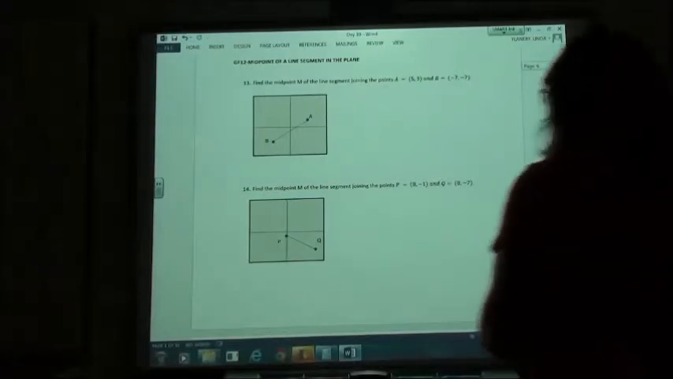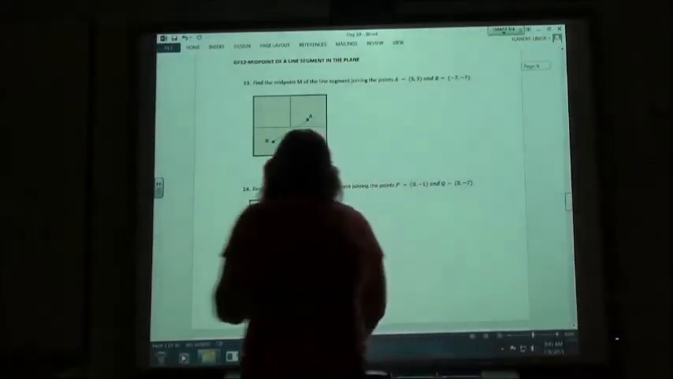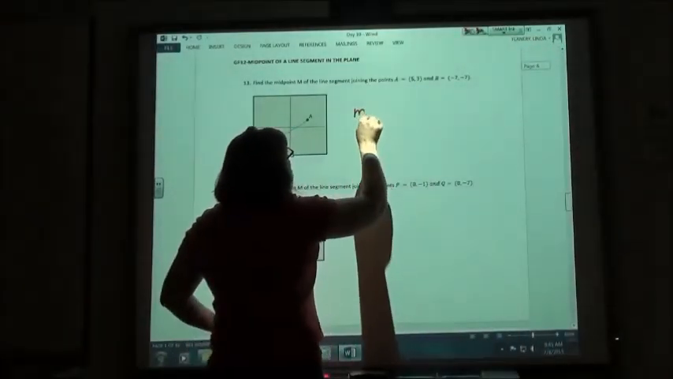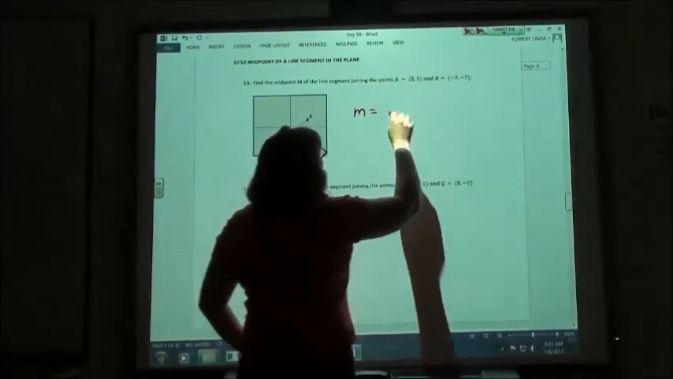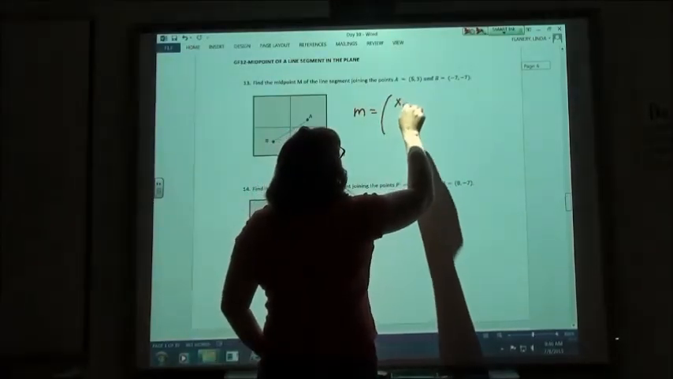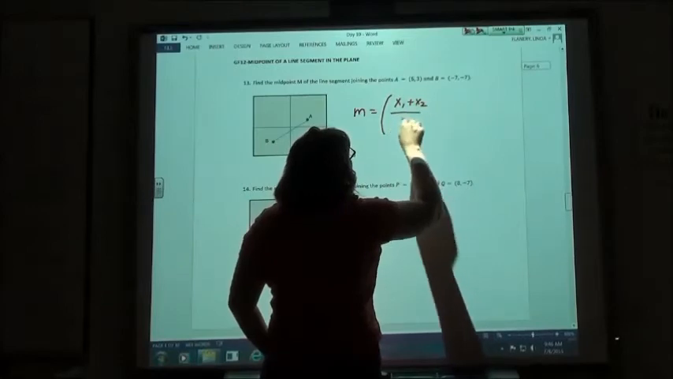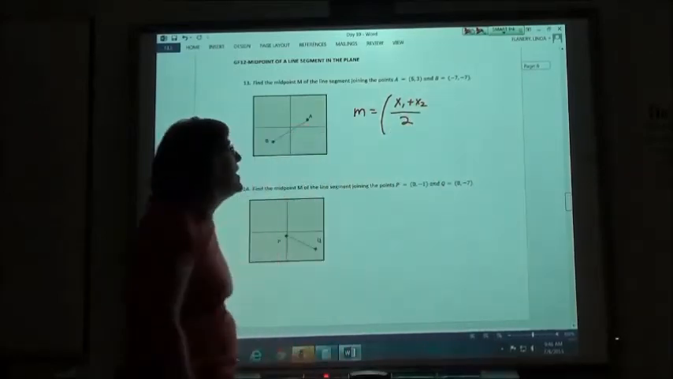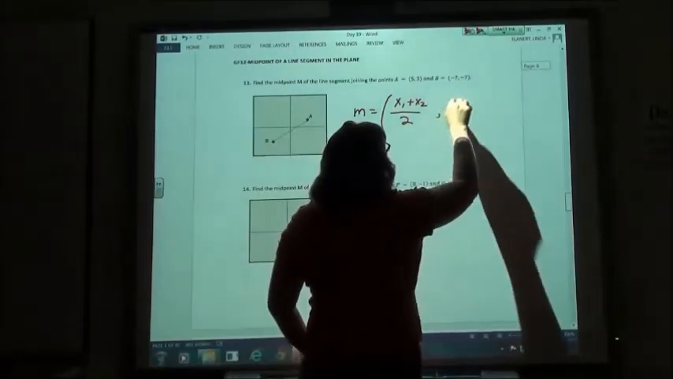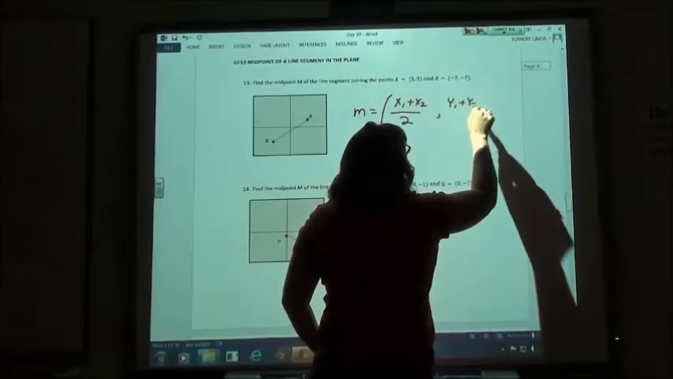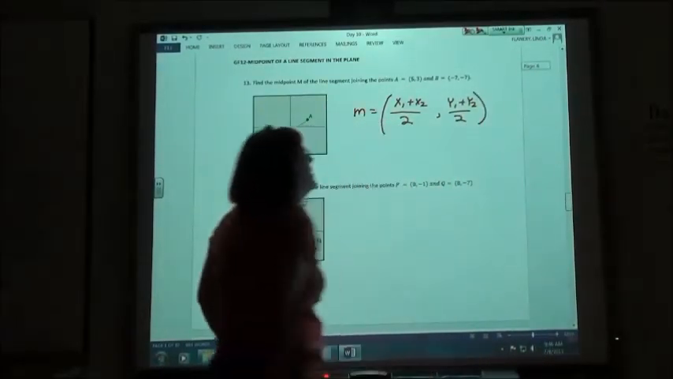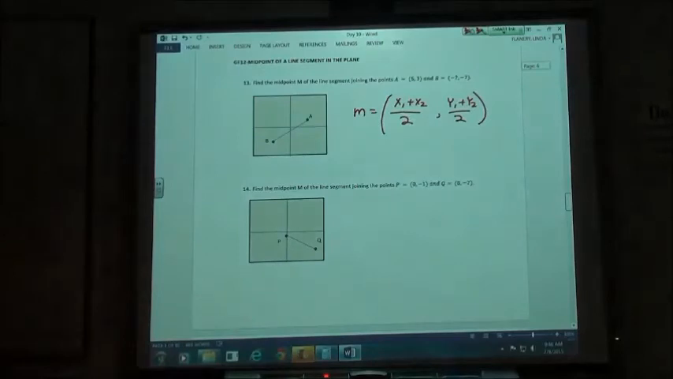The next ones want us to find the midpoint of a line segment in the plane. The formula for midpoint, we're just really averaging. So what we're going to do is we're going to take x1 plus x2 divided by 2, and that will give me the x value of my midpoint. And my y1 plus my y2 divided by 2, that gives me the y value of my midpoint. So I'm just averaging the x's, averaging the y's.